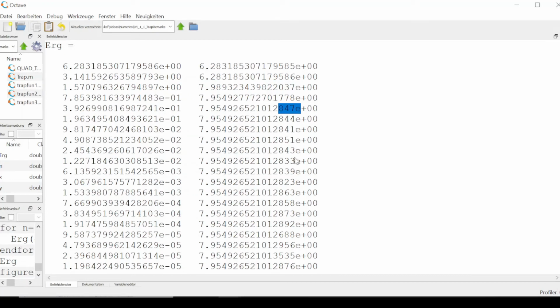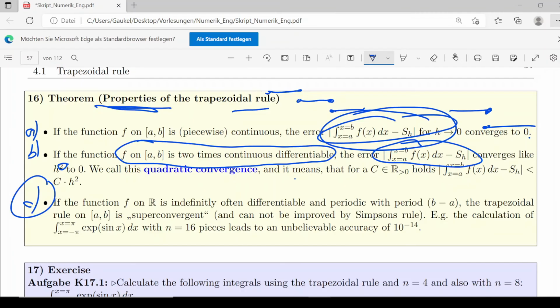Here we have some oscillations in these 2 digits, but that does not mean anything because that has to do with the nature of floating point numbers. Having 16 parts, we are more or less exact, and that's really, really fascinating. And this is that property. Normally, we are never in that situation, but in that situation, this is a really, really surprising property, and so we have to mention it. Okay, these were the properties of the trapezoidal rule.